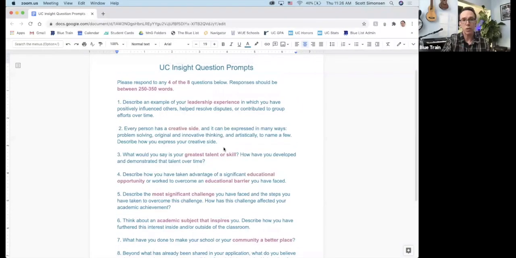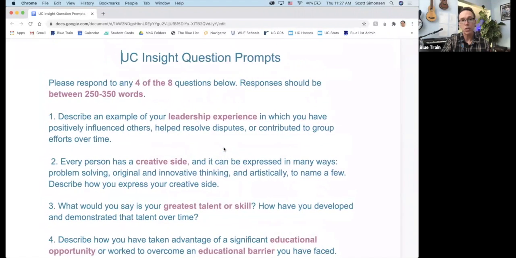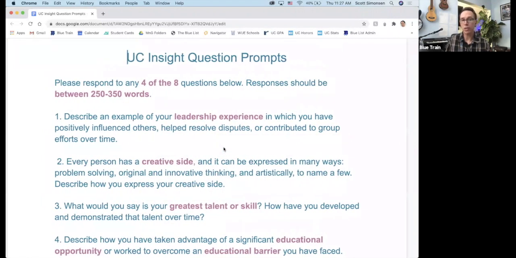A student will write 6 different prompts and then just pick the best 4 that come out of it. But let's jump into the prompts here, and we'll just go one by one. So if we look here, the first one says, describe an example of your leadership experience in which you have positively influenced others, helped to resolve disputes, or contributed to group efforts over time. So, describe an example of your leadership experience.